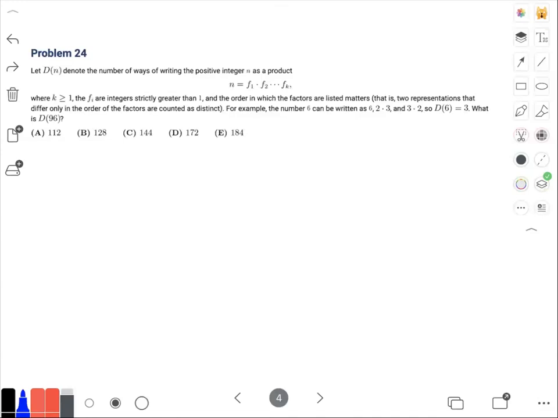So 6 can be written as 6, 2 times 3, 3 times 2. So D_6 is equal to 3. And our goal is to find D_96.